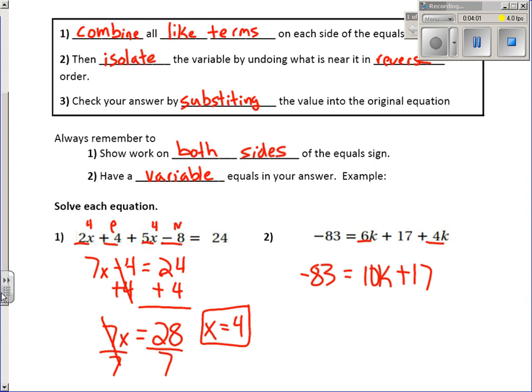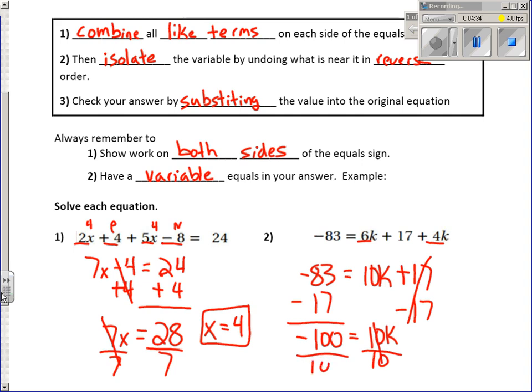Now we solve this like any other equation. K has multiplication and addition. We reverse in backwards order, so we get rid of the addition first. That means we subtract. Now here we have a negative starting out, and then we're subtracting. Think about this as a negative 17. So negative and a negative, that means we add, keep the sign of the bigger number, and this will be negative 100 equals 10k. Now we need to divide to get rid of multiplication. Show work on both sides. Negative 100 divided by 10 is going to get us negative 10, and that equals k.